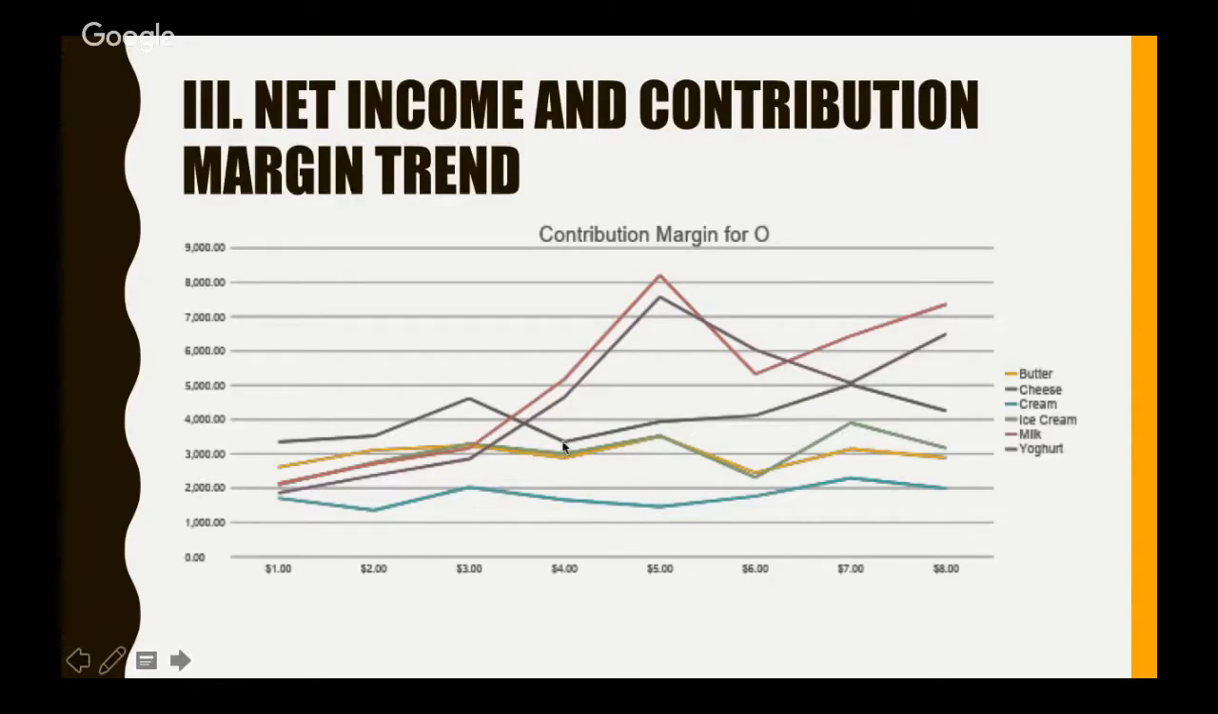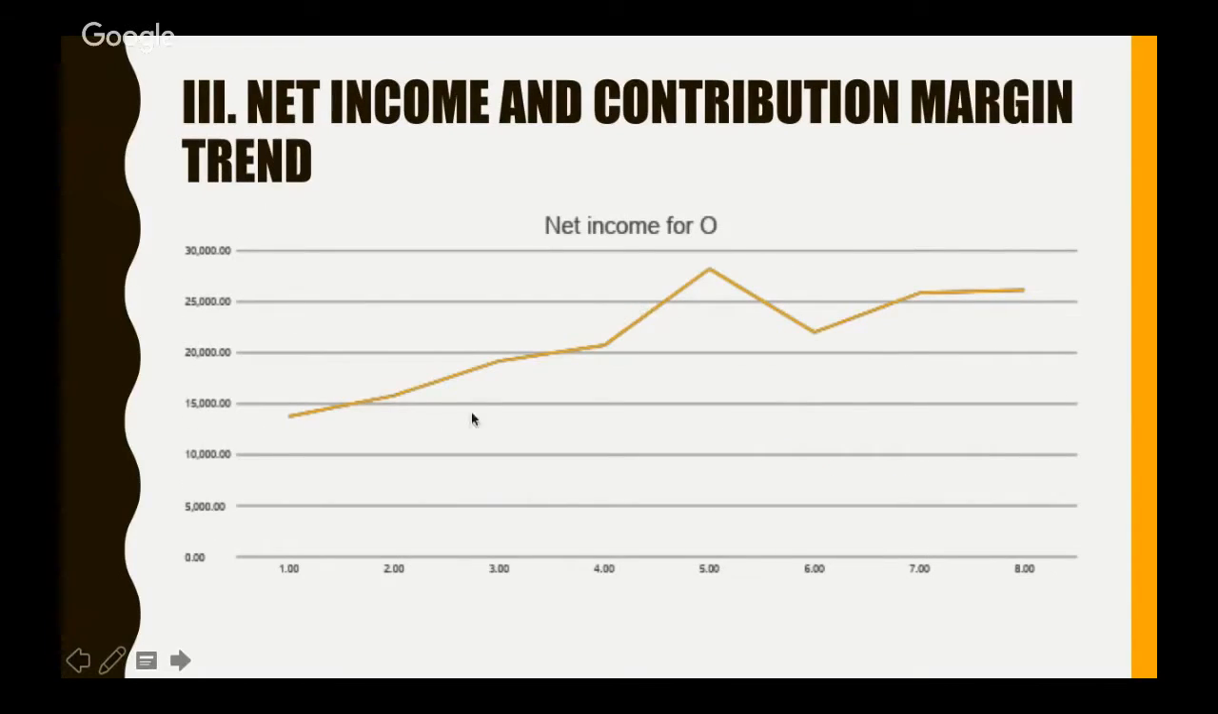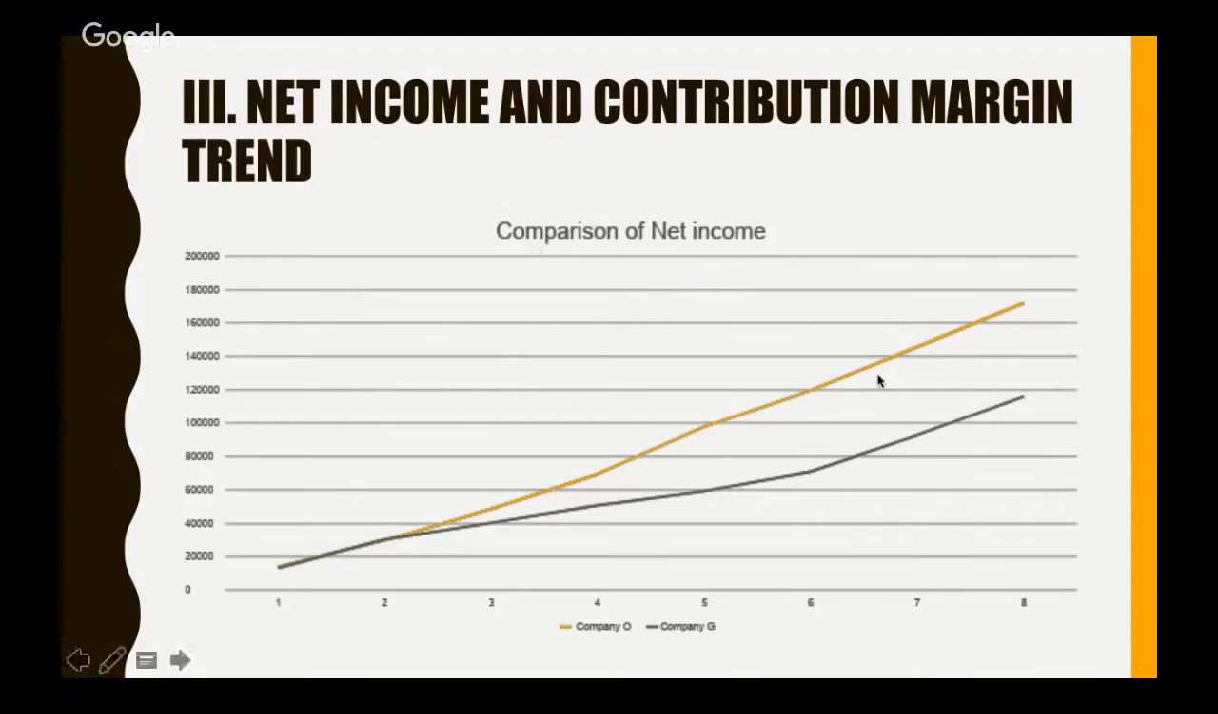This is the contribution margin line for company O compared with company G. All the products' contribution margins increase smoothly, and the net income line has more net income than company G. At the end, I compared the two net income increasing lines. Company O is obviously more profitable than company G.